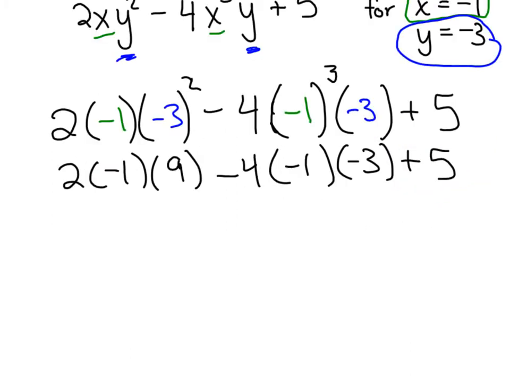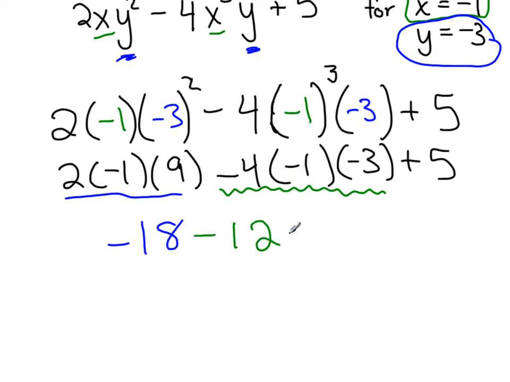After exponents have been satisfied, we multiply from left to right. So let's start here. We have 2 times -1 is -2, times 9 is -18. And let's do the next part. I'm going to include this negative with it. We have -4 times -1, which is +4, times -3 is -12. There's 3 negatives, so there's an odd number, so our answer is negative. And that plus 5 we're not messing with. It's still just plus 5.